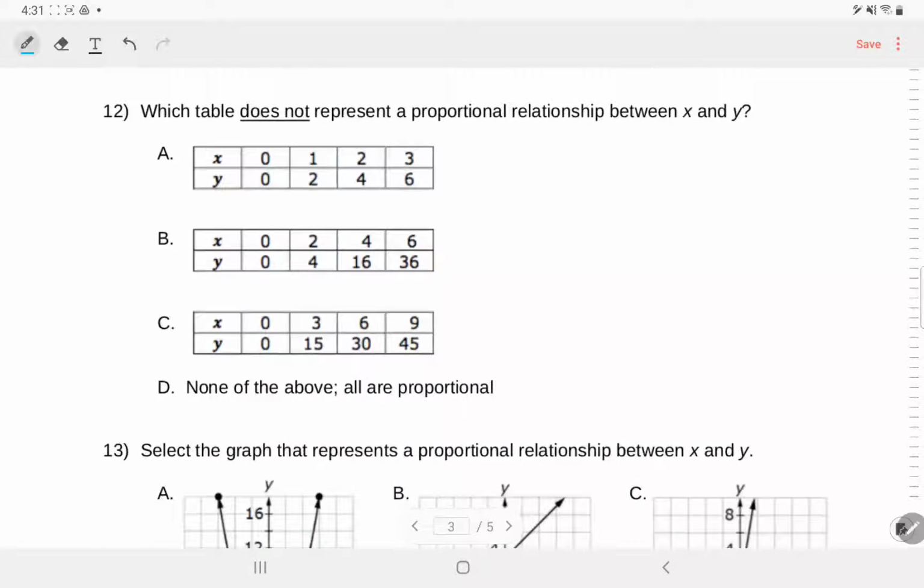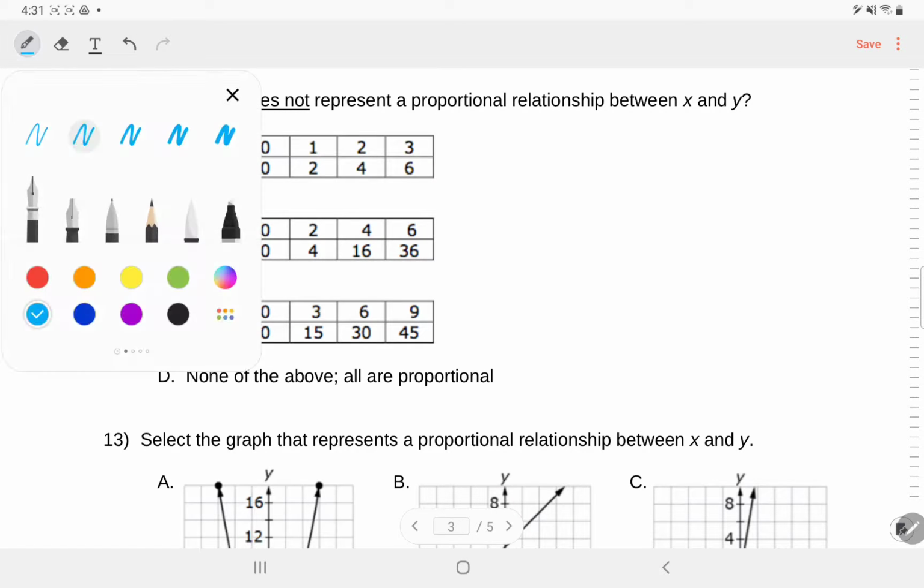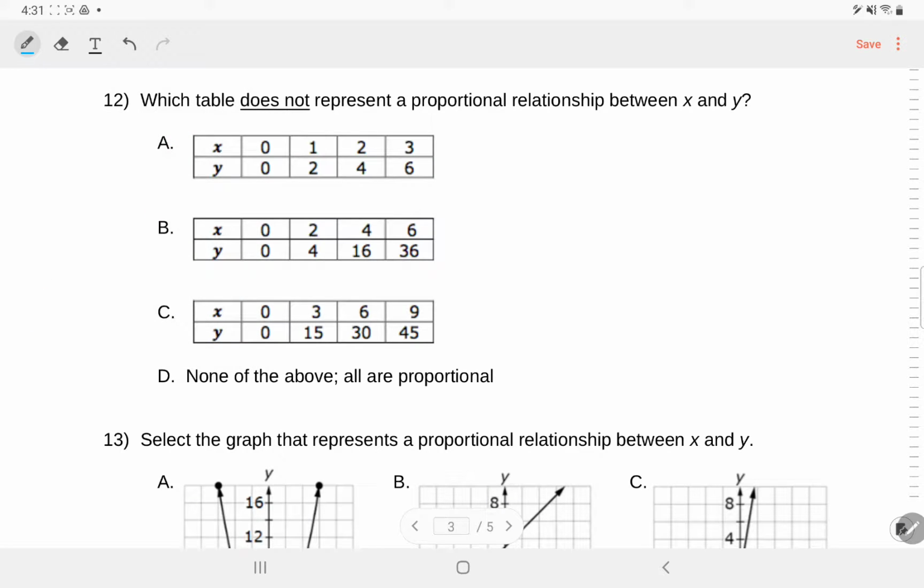For number 12, which table does not represent a proportional relationship between x and y? Remember, for tables and graphs to be proportional, as well as ratios, they need to have the same scale factor repeatedly. So we're going to check each of these out. We can see that 3 times 2 is 6, 2 times 2 is 4, 1 times 2 is 2, and 0 times 2 is 0. So in all these cases, it is proportional. The scale factor is 2. So it can't be that answer because it's asking us which does not represent a proportional relationship.